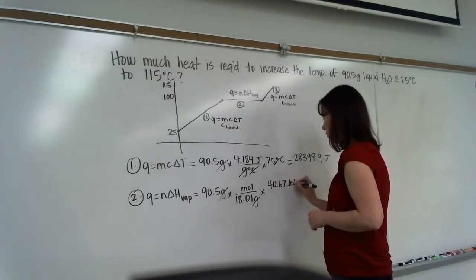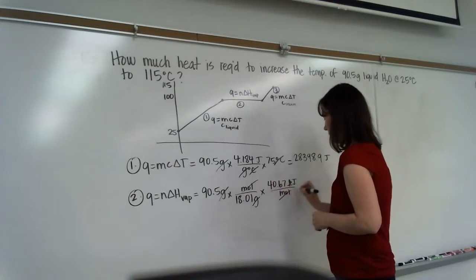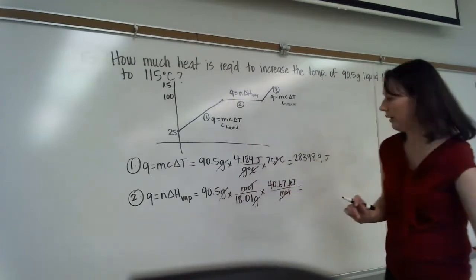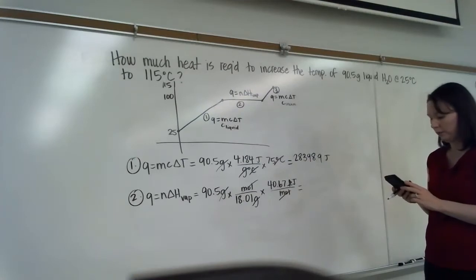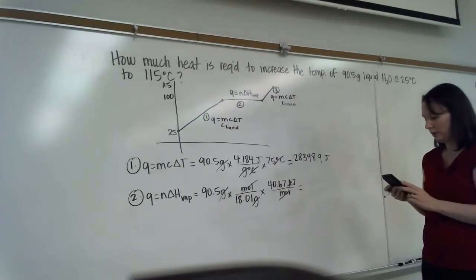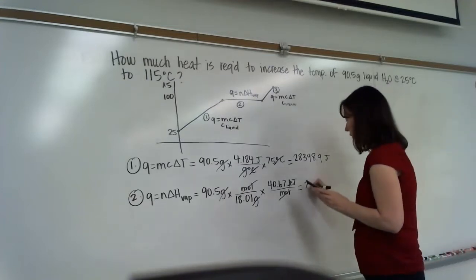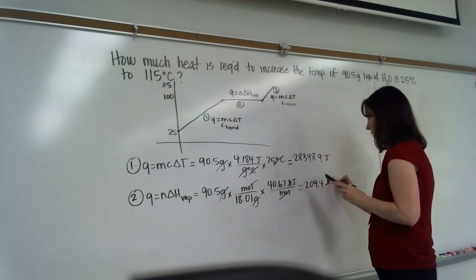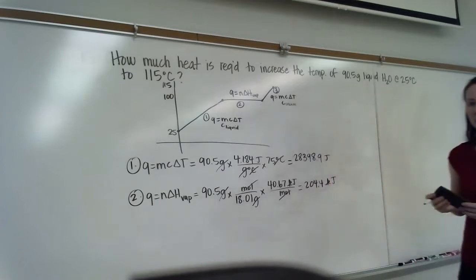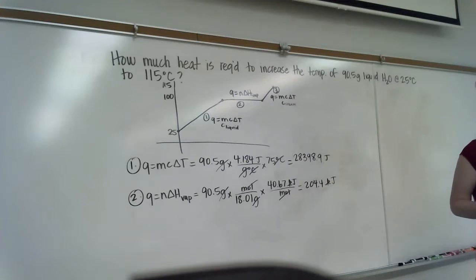40.67 kilojoules per mole. So moles cancel. All right, now we've got 90.5 times 40.67 divided by 18.01 gives me 204.4 kilojoules. We agree on step 2?